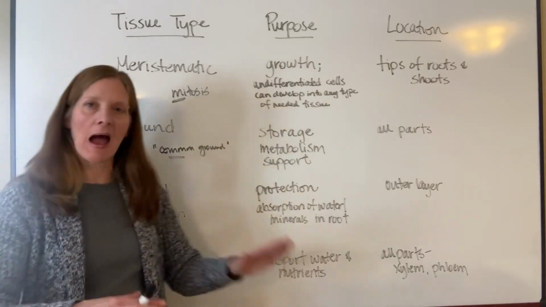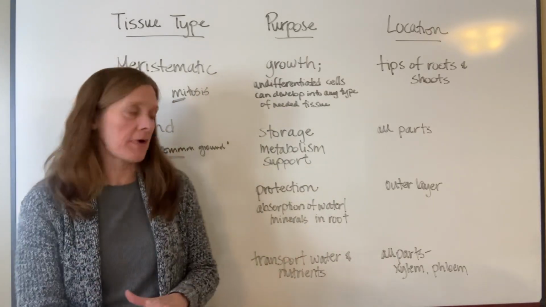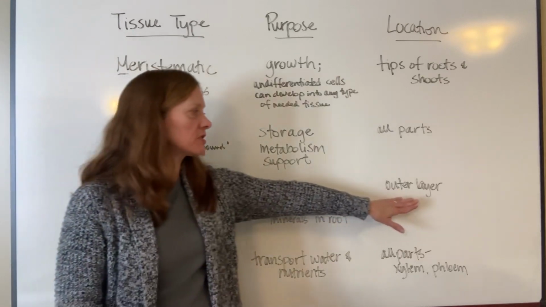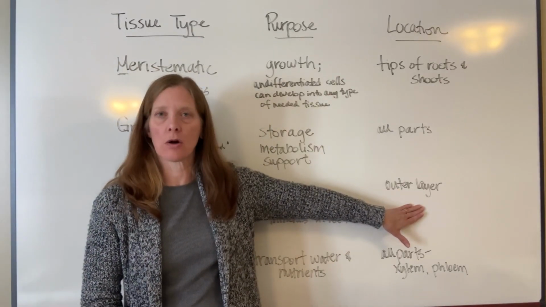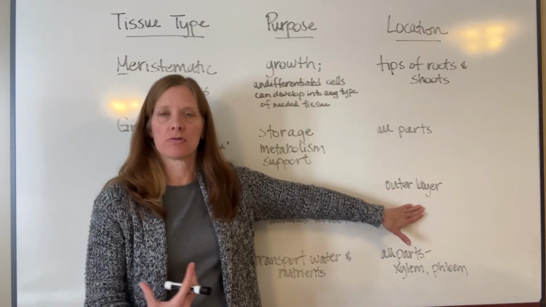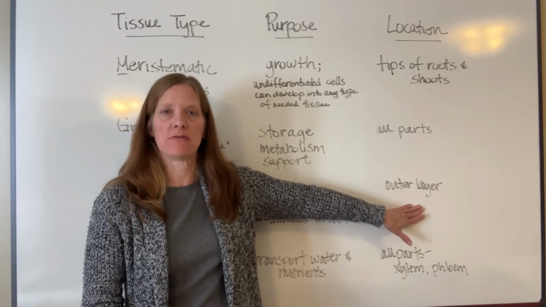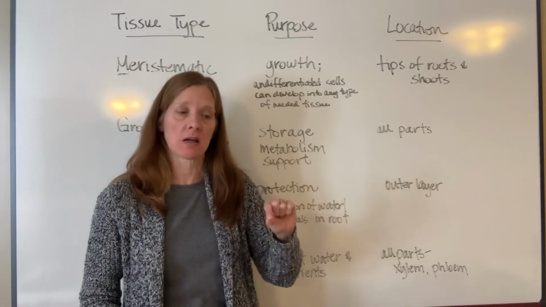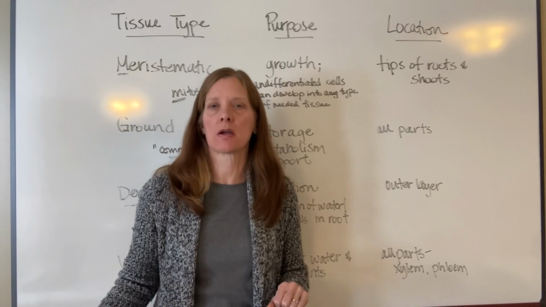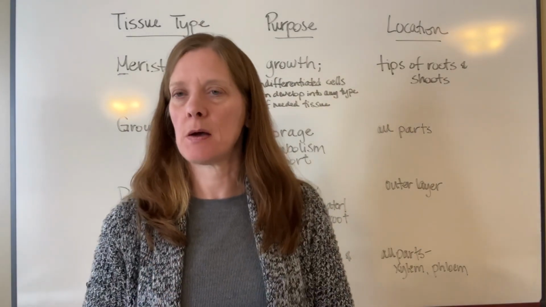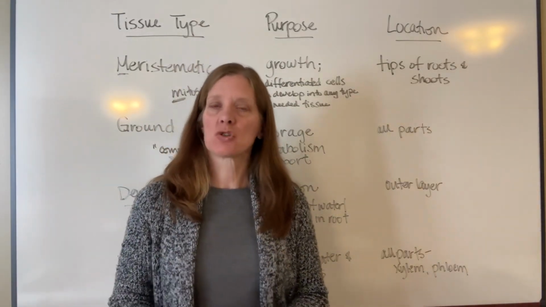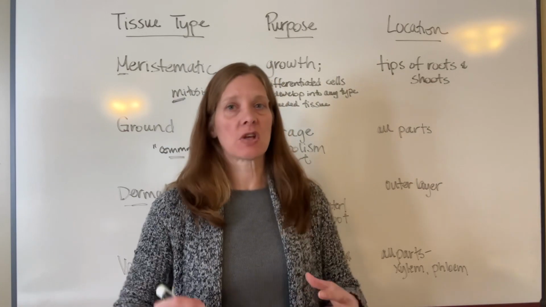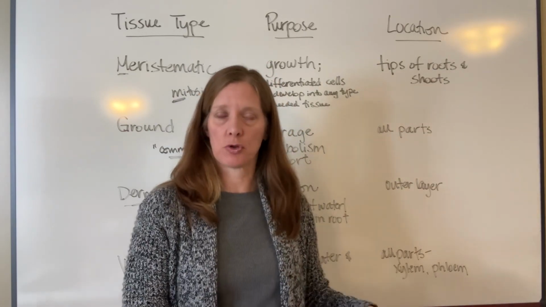So just like our skin is on the outside of us, dermal tissue is going to be found on the outer layer of your roots, the outer layer of your stems, the outer layer of your leaves. It's normally just one cell thick. We'll see that as we start talking more in depth about roots and leaves. So again, one cell thick, just like your skin, it's used for protection for the plant.